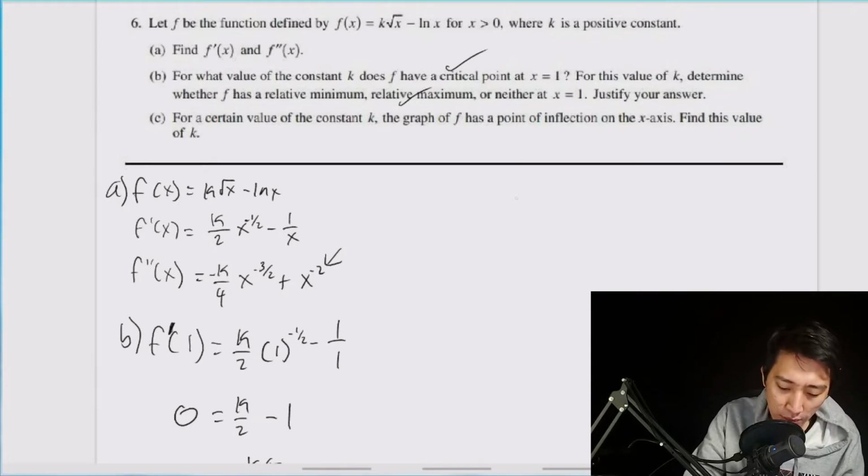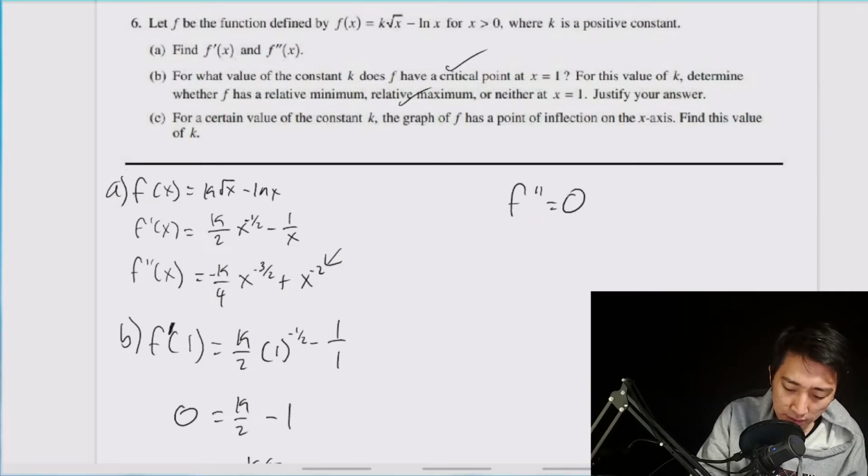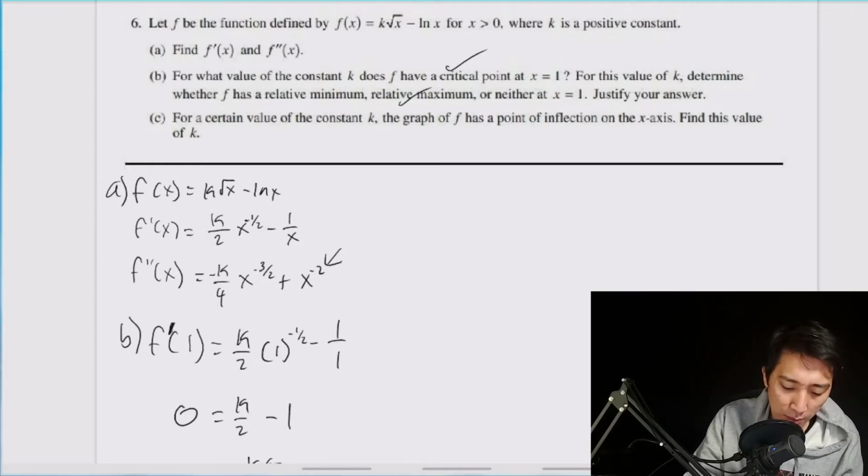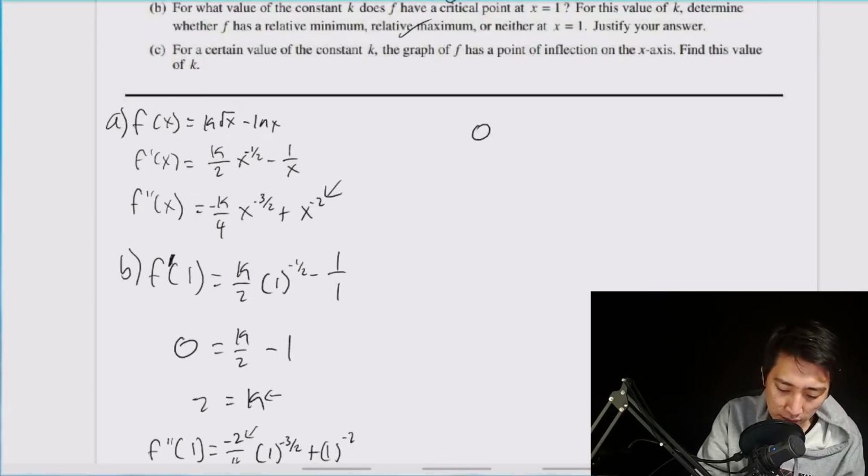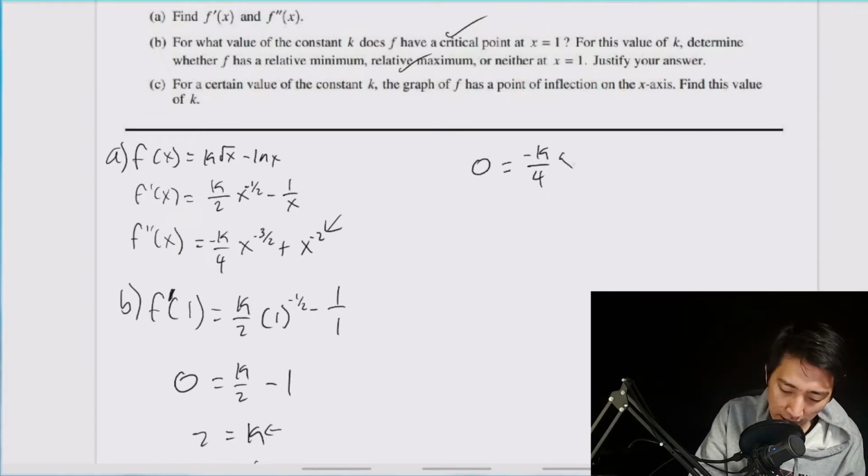So inflection point is where f double prime is equal to 0. On the x-axis is where f is equal to 0. So we're going to keep this in the back of our mind as we go forward. So first things first, I want to find where f double prime is equal to 0. So 0 equals negative k over 4 x to the negative 3 over 2 plus x to the negative 2.